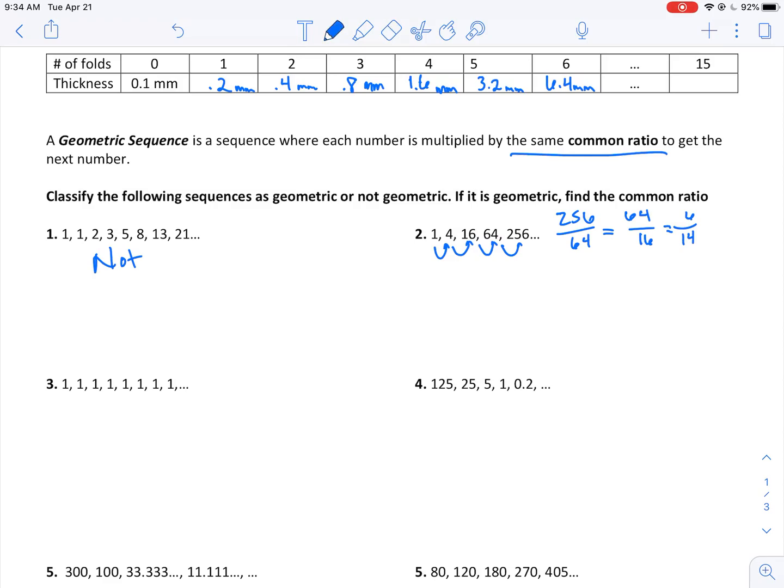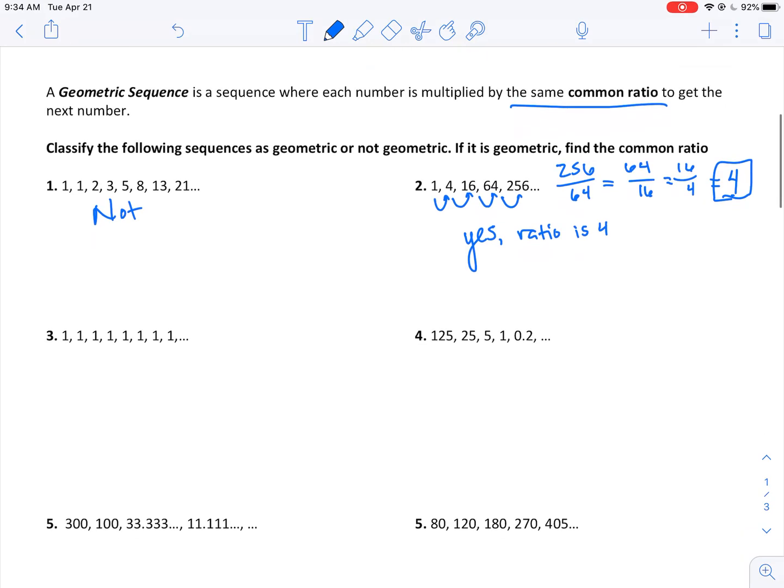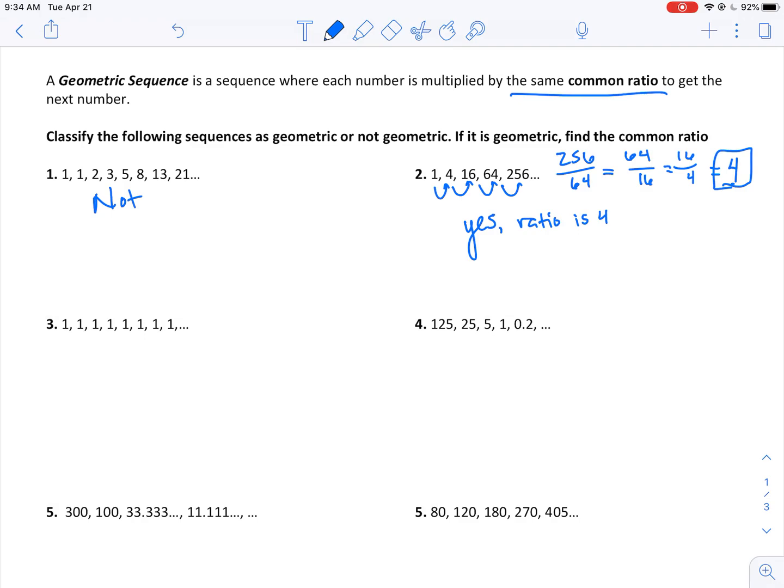And if you're ever not sure, what you can do is take 256 divided by 64, 64 over 16. You can always divide by the number before it and see if you get the same number, and you will. So my common ratio here, that number I keep multiplying by, is 4. So yes, it's geometric, and my ratio is 4.